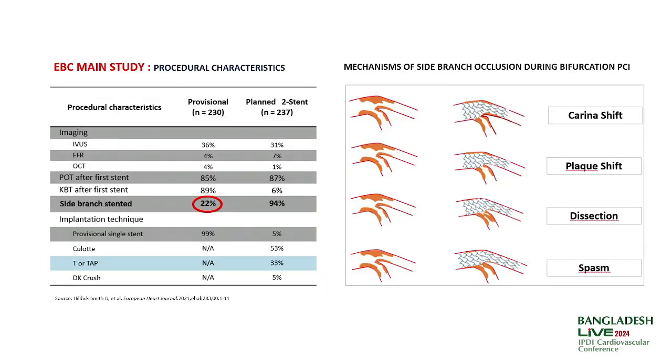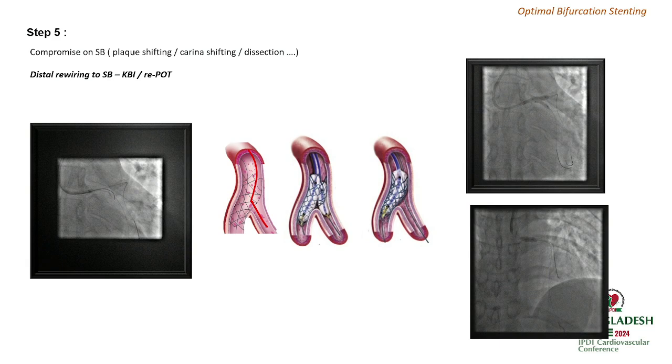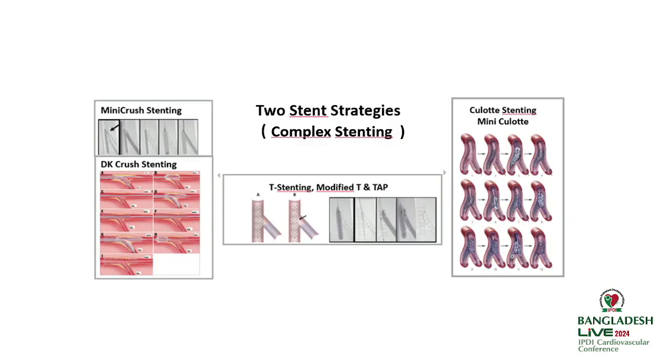But it does not go like this every time. In 20% of cases, you can shift to a two-stent technique, as coming also from the EBC MAIN study. And the mechanism of shift can be carina shifting, plaque shifting, dissection, and spasm. And I think mostly dissection and extension of dissection can obligate you to shift from single stenting to double stenting. And then you have to complete, again, if you have some compromise, in another step, that means recrossing distally, doing kissing balloon, and re-POT.